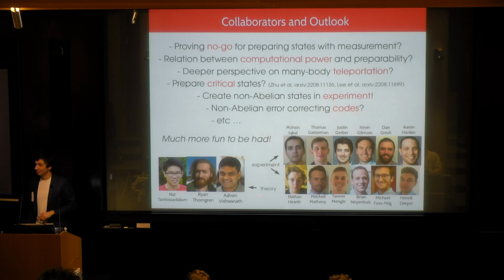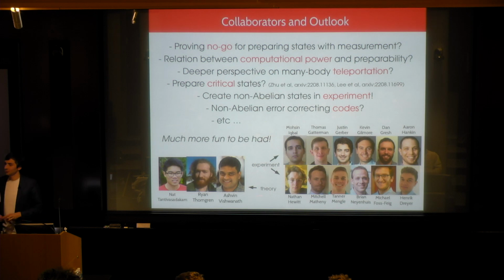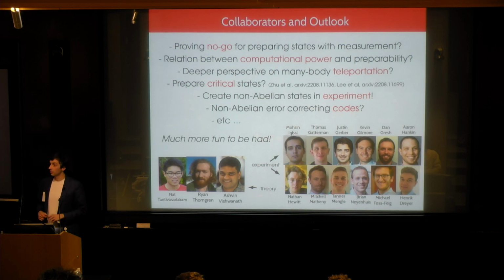So there are other kinds of gauging maps that can prepare things like fractons instead of toric code. Have you thought about doing those?